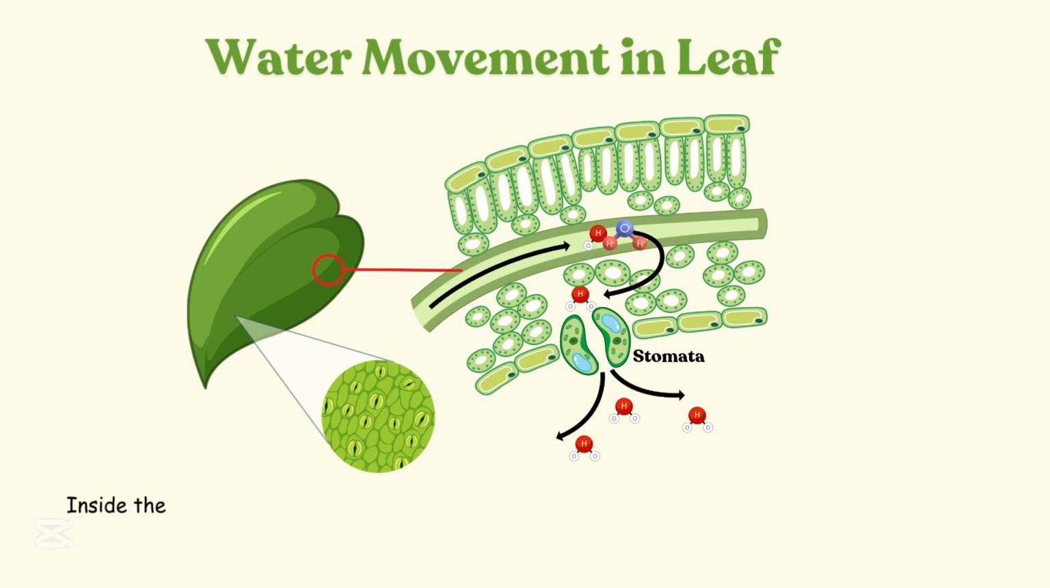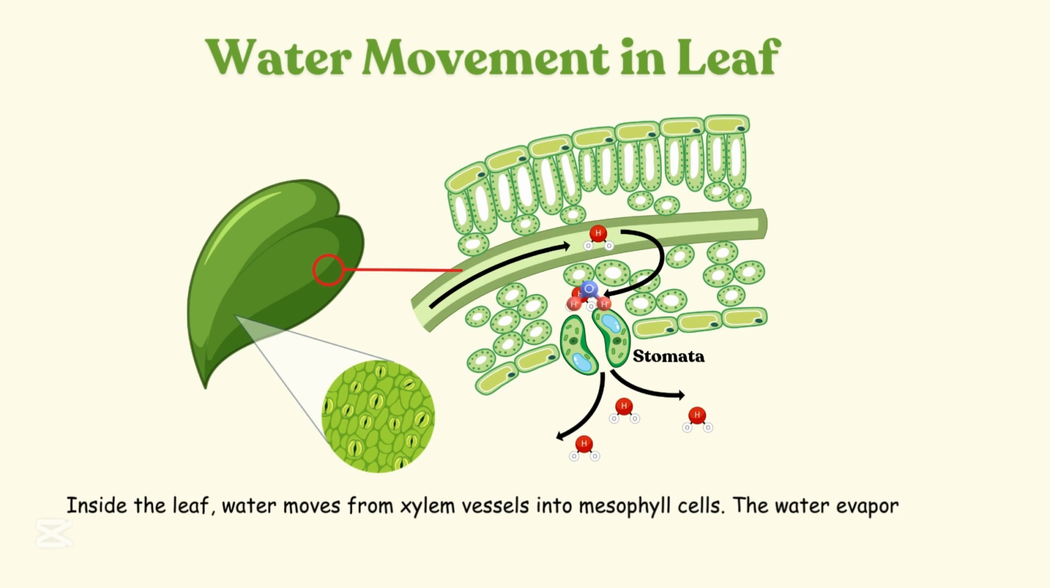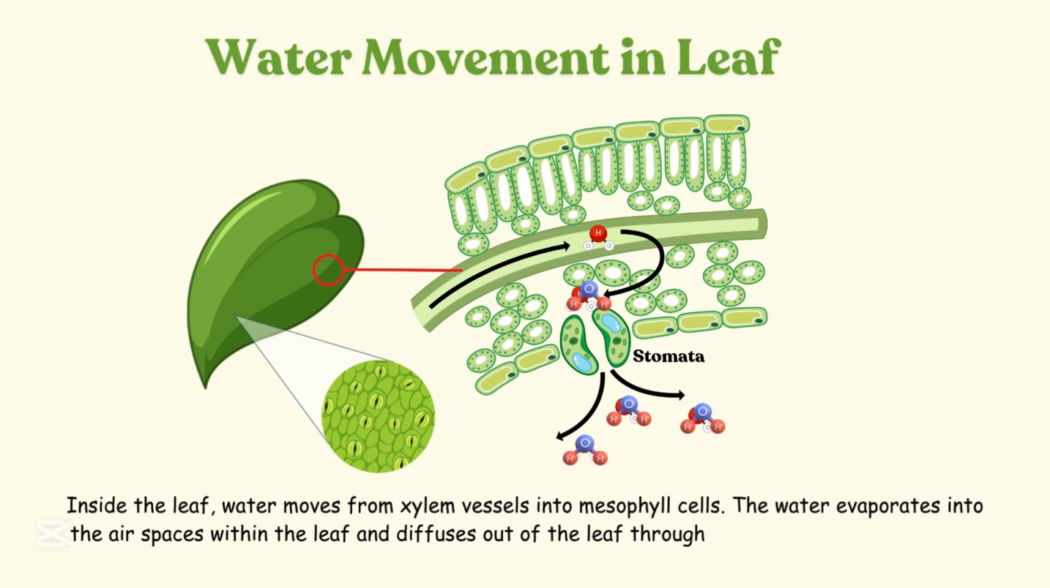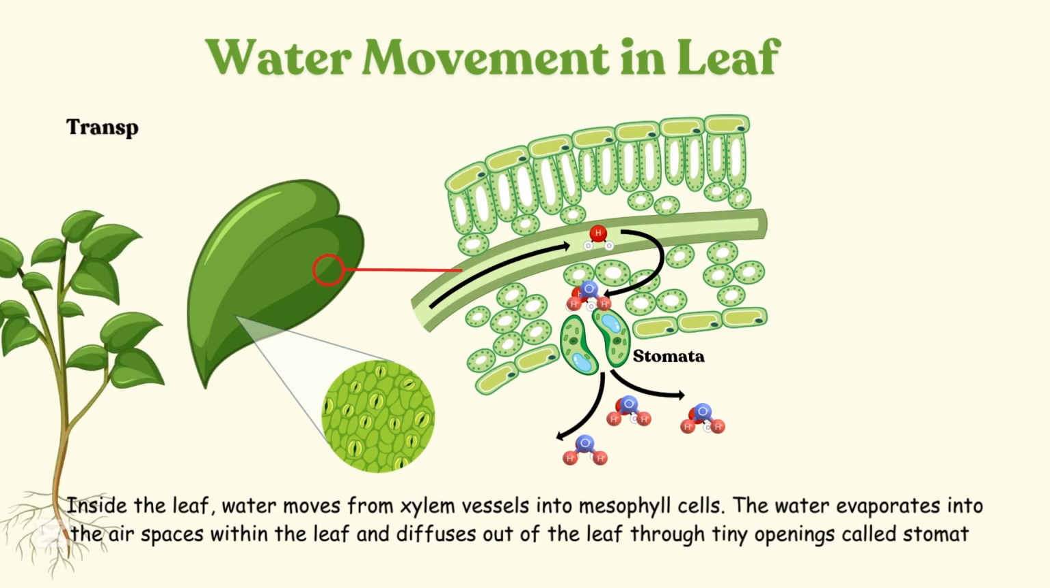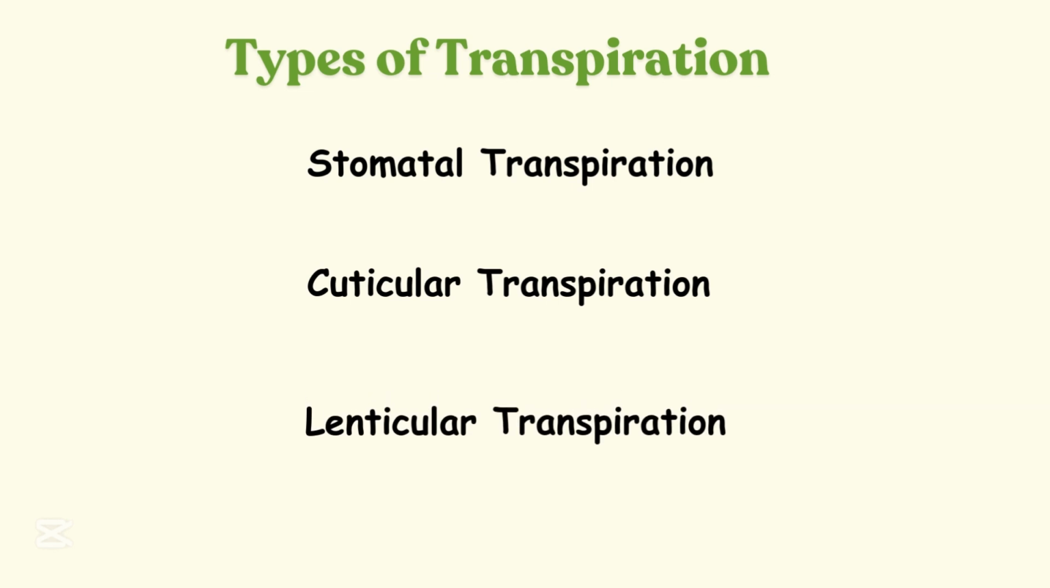Inside the leaf, water moves from xylem vessels into mesophyll cells. The water evaporates into the air spaces within the leaf and diffuses out of the leaf through tiny openings called stomata. This creates a transpiration pull, which helps draw more water from the roots. So this is how transpiration works. The types of transpiration include stomatal transpiration, cuticular transpiration, and lenticular transpiration.